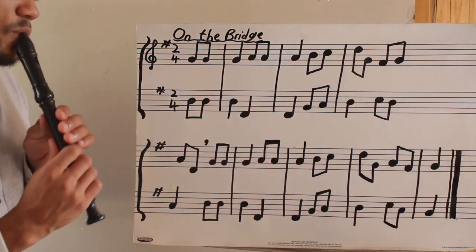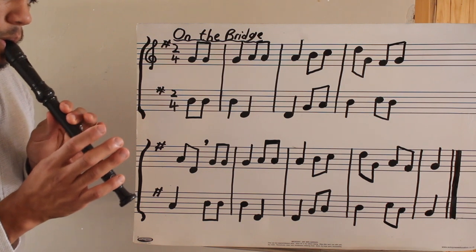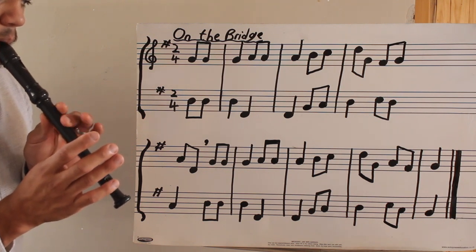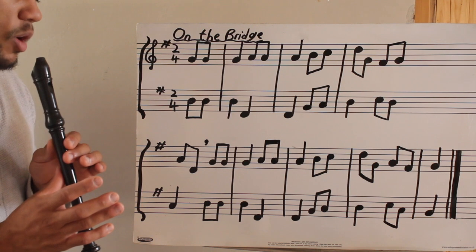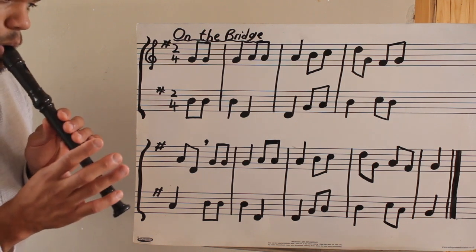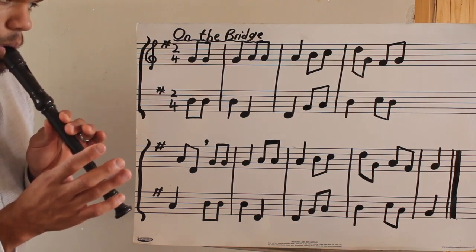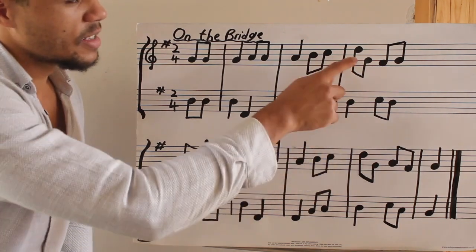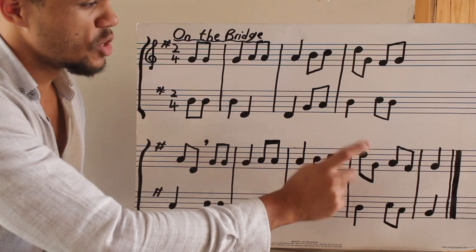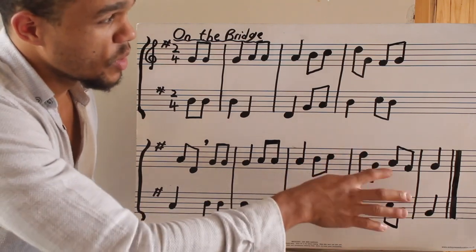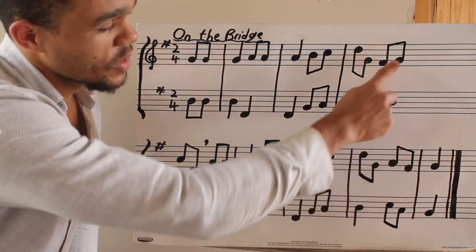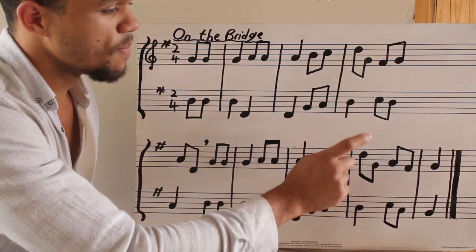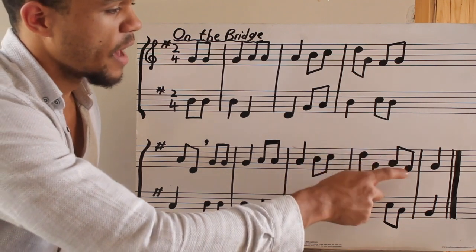1, 2. Again, 1, 2. And let's keep going. These 2 notes are exactly the same as these 2 here. D, G. Okay? So now, but the only difference is these 2 over here. They're not the same as those ones. So we're going to go D, G, A, F sharp.